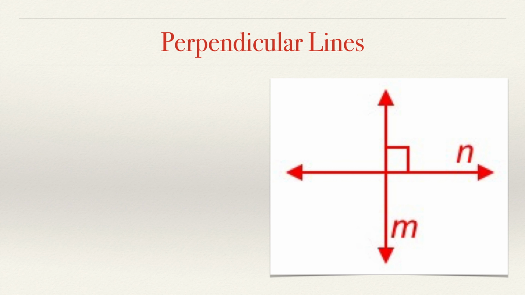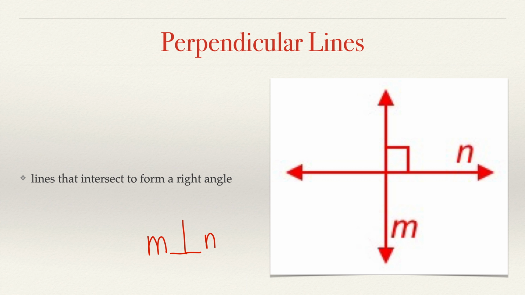Now let's talk about perpendicular lines. If two lines intersect, but they intersect at a very specific 90-degree angle, then they are perpendicular. We can tell that these lines are perpendicular because of the box. If we want to write that two lines are perpendicular, we can use this symbol. M is perpendicular to N. Notice a perpendicular sign looks like an upside down T.